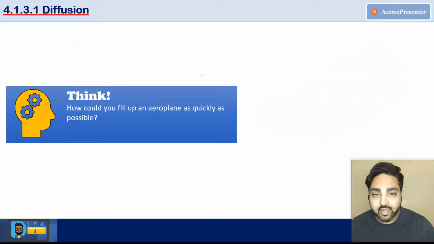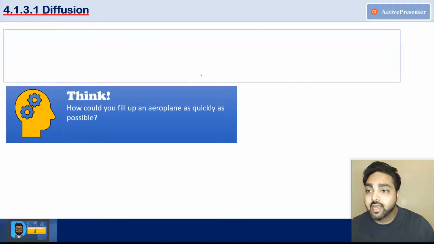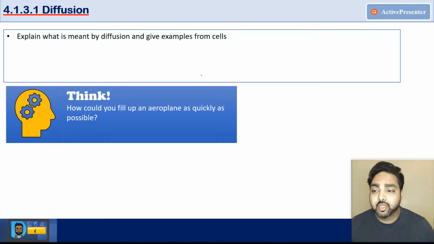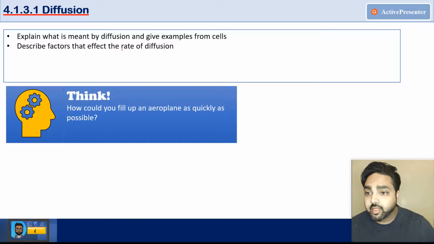In terms of today's lesson, we're going to be focused on diffusion, like I said, and the four areas that we're aiming to cover today is to explain what is meant by diffusion and give examples from cells, so that's animal cells and plant cells. Describe factors that affect the rate of diffusion. So when we talk about this word rate, we are talking ultimately about how quickly something is happening.